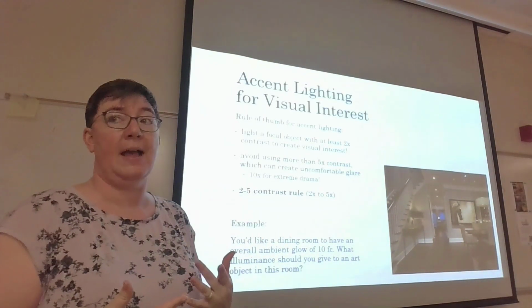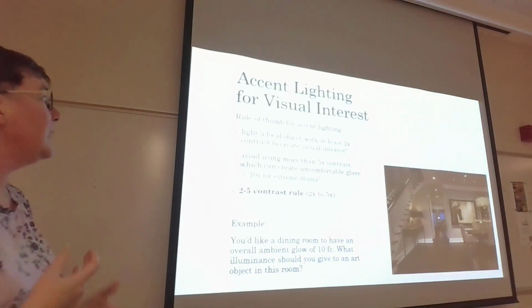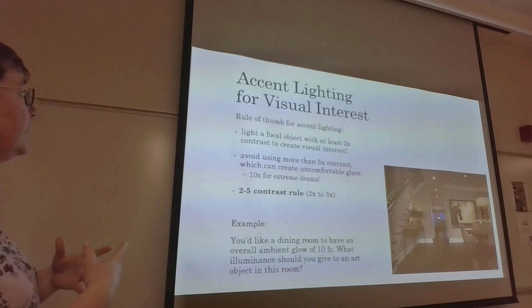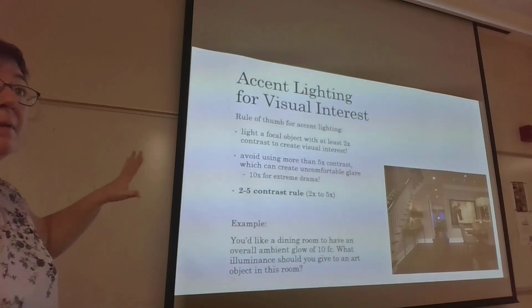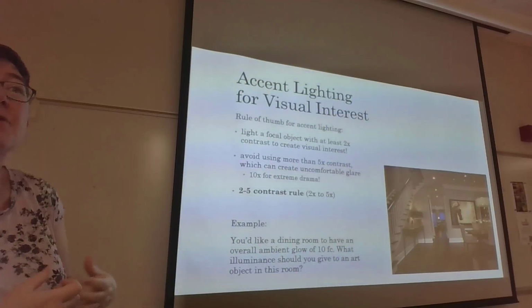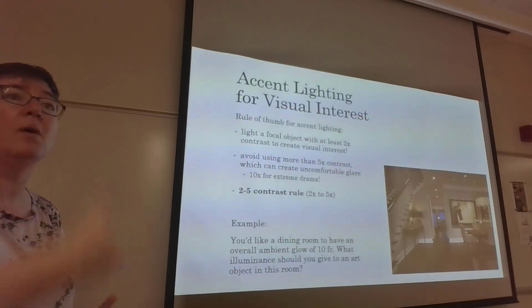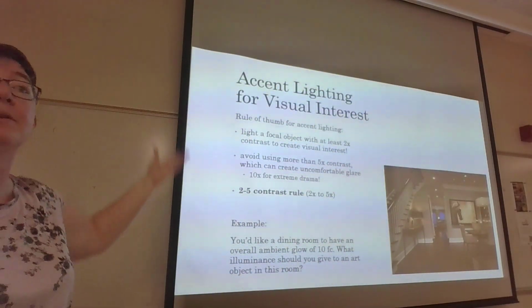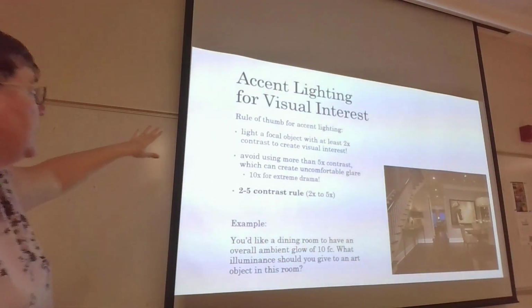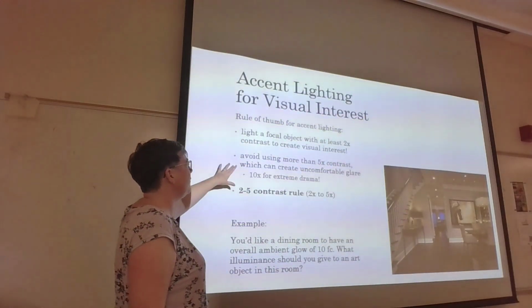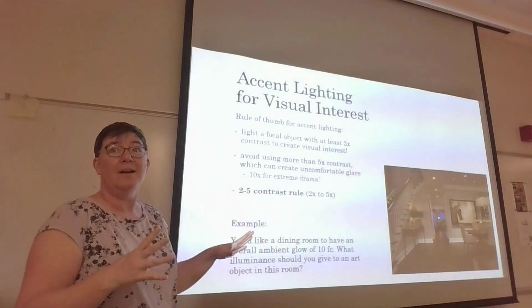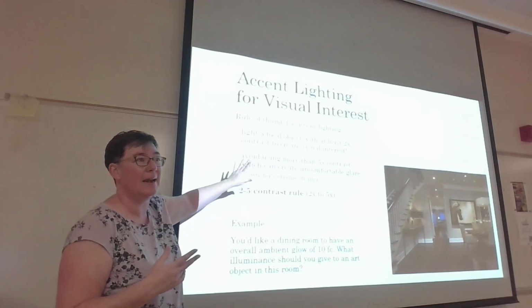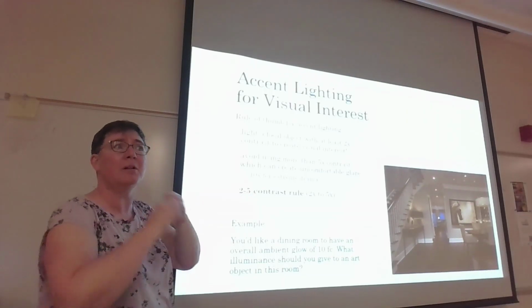Instead, we need to talk about contrast. We want to light a focal object with somewhere between 2 to 5 times the illuminance of the surroundings in order to make it pop. It's not about total illuminance, it's about the contrast between your target, your piece of artwork, and its surroundings. You want at least 2 times in order to create visual interest. Avoid more than 5 times because then it's like, whoa, too much. Extreme drama, maybe. If you're going for extreme drama, you can go ahead and play with that. But 2 to 5 times is a comfortable highlight.